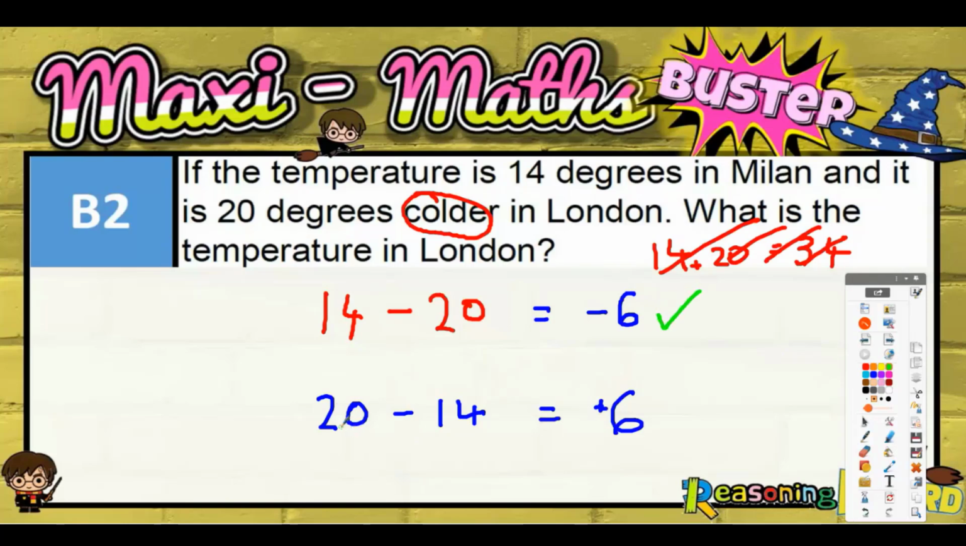So we'll just say that again. If 20 minus 14 is positive 6, 14 minus 20, which is what this question is asking, is going to be negative 6. Final answer, negative 6.